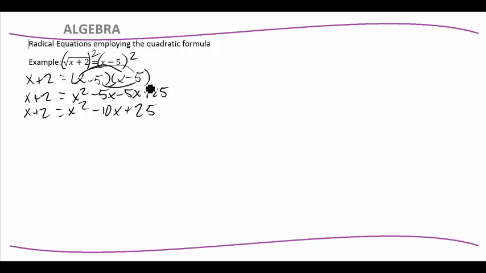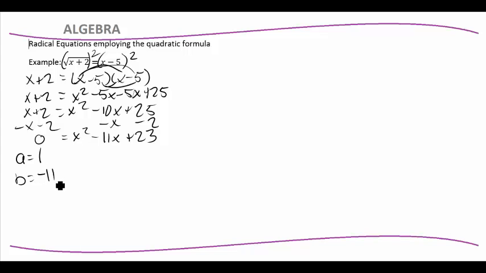Now get all terms on one side of the equal sign. So we're going to subtract x and subtract 2 from both sides of the equation. We're going to get 0 equals x squared minus 11x plus 23. And since 23 is a prime, we know that we cannot factor this one, so we're going to have to use the quadratic formula. So let's pull off our a, b, and c. So a is 1 because it's attached to the x squared, b is negative 11, it's attached to the x, and c is 23. It has no variable.